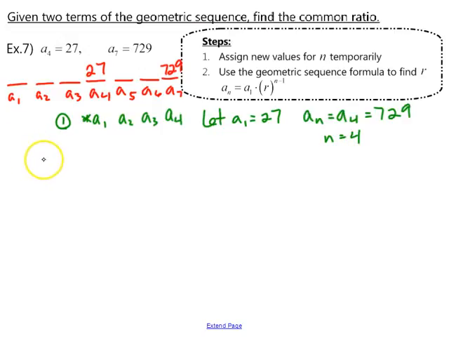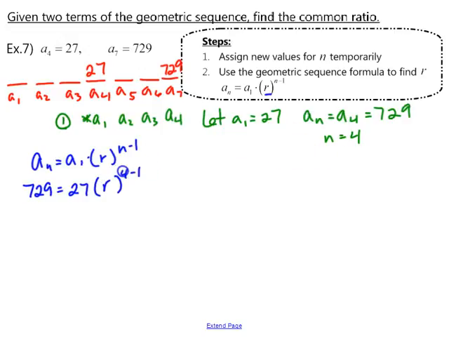And then our n is going to be equal to 4. So then we're going to take our general formula for the geometric sequence, substitute in the information that we have, and solve for r. So if we take a sub n equal to a sub 1 times r to the n minus 1, and substitute in these temporary values, a sub n is 729, a sub 1 is 27, r is what we're looking for. We said n is going to be 4, and then minus 1. So now it's just a matter of solving this equation for r.